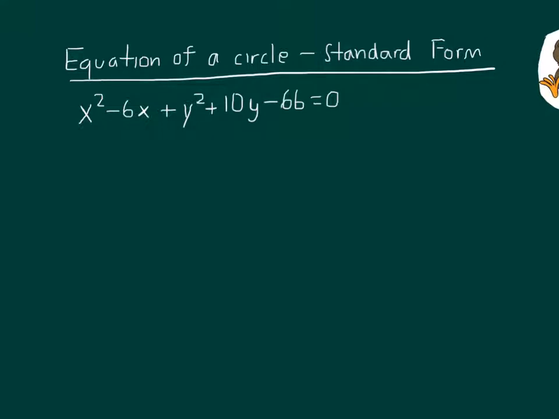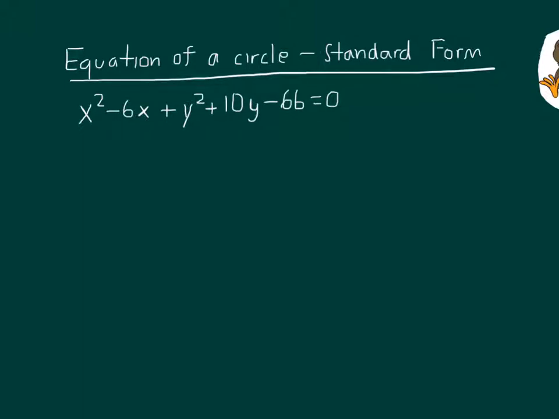I'm going to move him off to the side. All right, so what we do here is we're going to use the completing the square method to complete the square of the x's and the y's, and eventually get this looking like a familiar form.